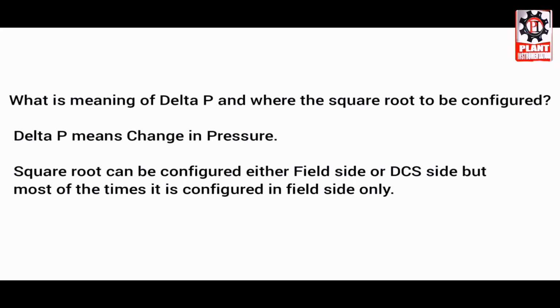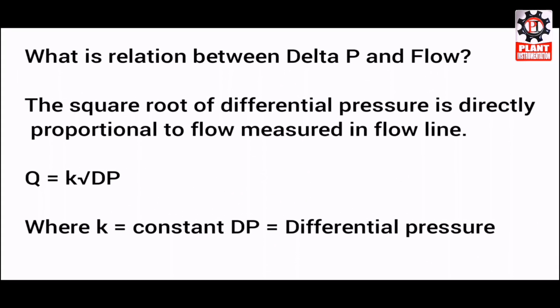What is the meaning of delta P and where is the square root to be configured? Delta P means change in pressure. Square root can be configured either on the field side or the DCS side, but most of the time it is configured on the field side only. What is the relation between delta P and flow?